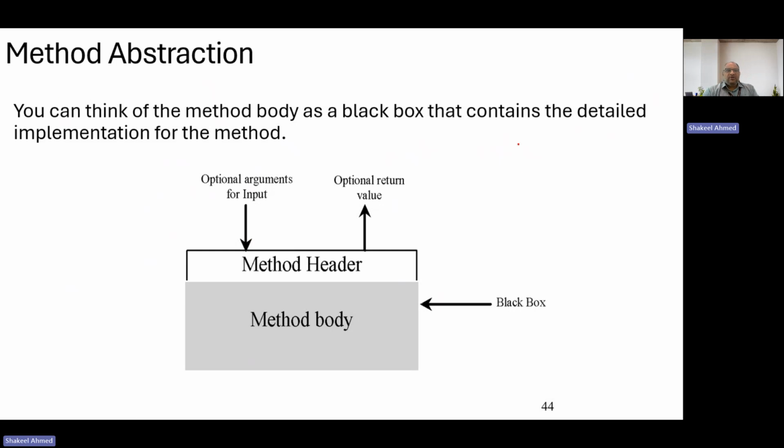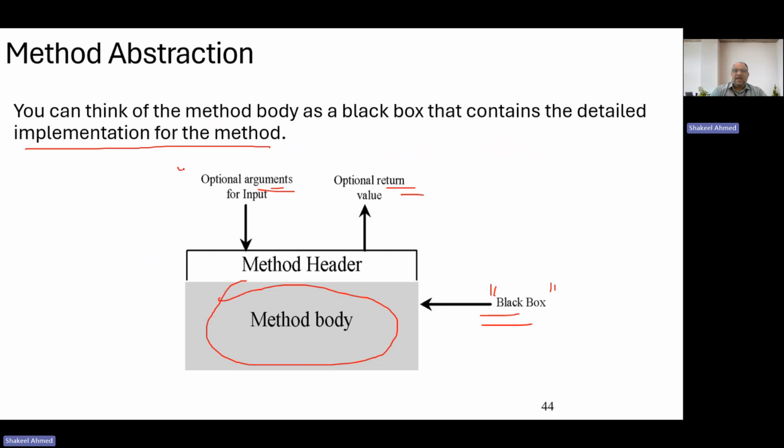Now, further continue with the method abstraction. You can think of a method body as a black box that contains the detailed implementation for the method. You know what a black box is? You cannot see inside what is there, what is happening. And that's where the method body is declared. But what you can see on top, in the method header, is the return value and the formal arguments that you declare here as optional arguments for the program to work on. So you can think of the method body as a black box, which you can look into to see how the program works as it is going on.